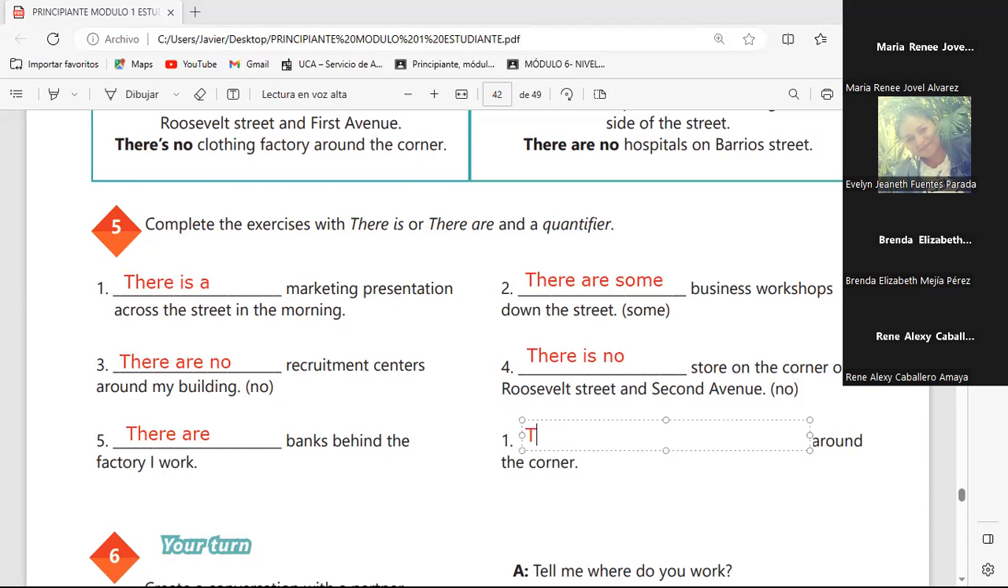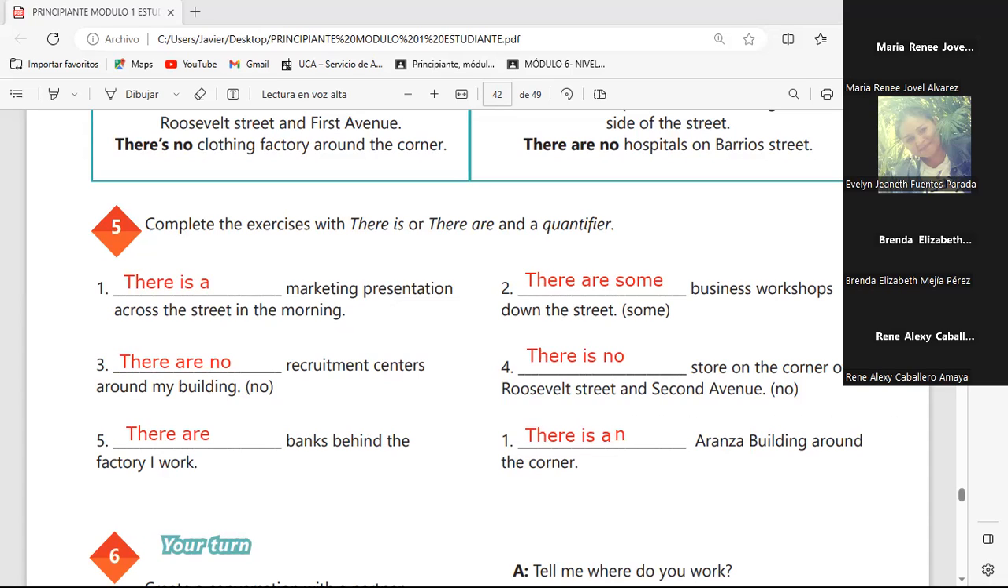There is. Right? There is an, because it starts with a vowel, right? There is an Aranza building around the corner. Good. Repeat after me, please. Repeat after me.